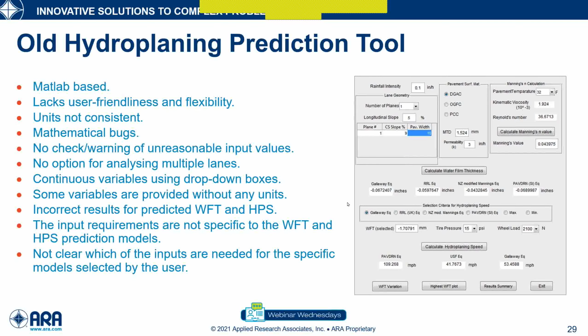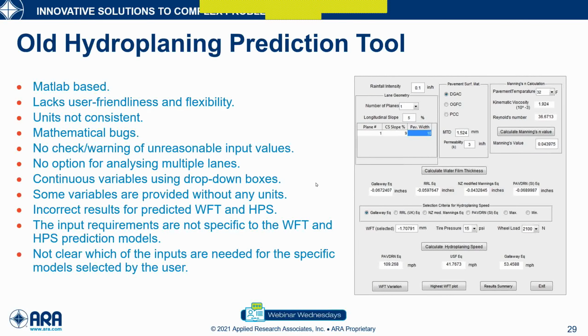There was no option for analyzing multiple lanes, so there was a workaround. Like if, for example, you wanted to analyze 2 12-foot lanes, you would input just one 24-foot lane. But the problem with that is that you cannot analyze the impact of having different cross slopes on those 2 lanes. Some of those variables were input using drop-down boxes, and some variables were provided without any units. There were some incorrect results for predicted water thickness and hydroplaning speeds, and it wasn't clear if all those inputs were needed for the specific models.